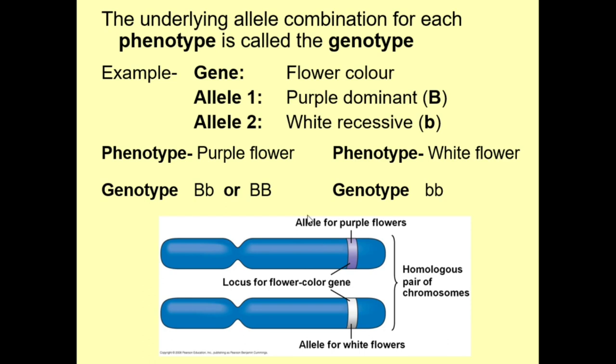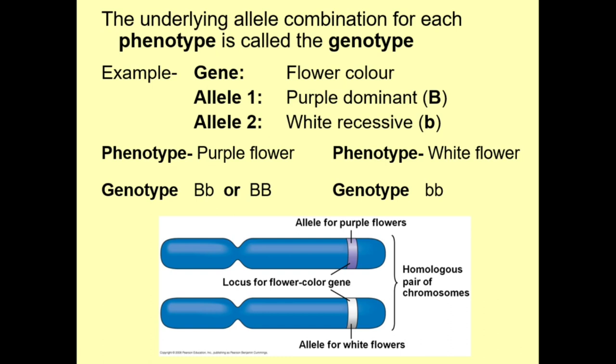So if we look down at our diagram here, this is the same diagram that was on the opening slide. We can see our homologous pair of chromosomes from a pea plant, and we can see that its genotype is that it has one allele for purple flowers and one allele for white flowers. So that would be its genotype. Well, what phenotype would this be? We know that this pea plant would have purple flowers because it carries an allele for purple flowers, and we know that that is dominant over the allele for white flowers, which is recessive, so this genotype will give rise to a pea plant that has purple flowers.